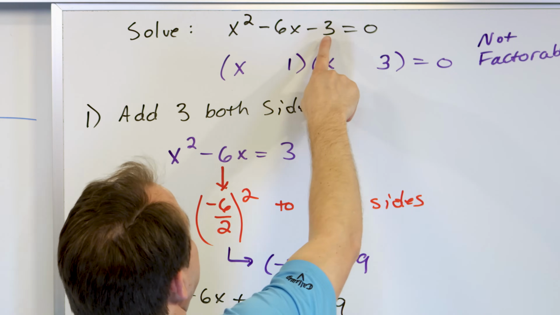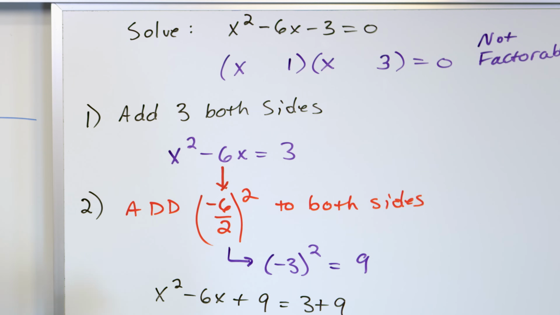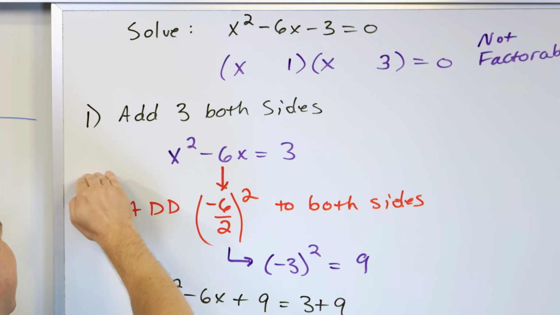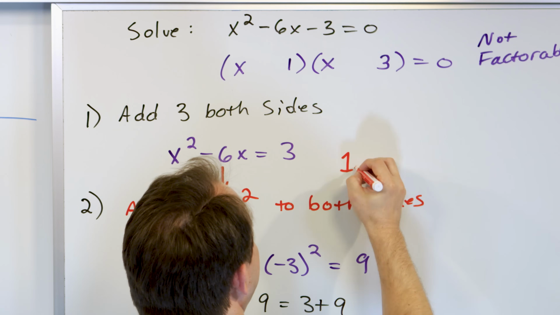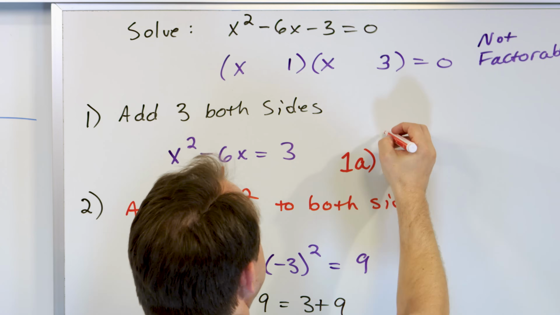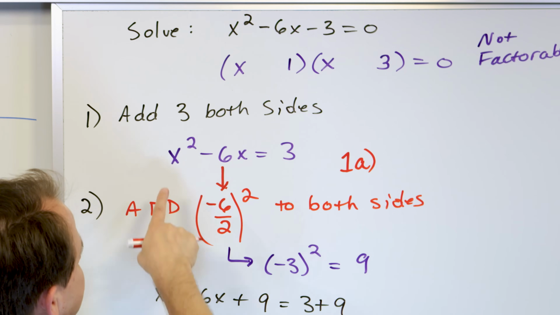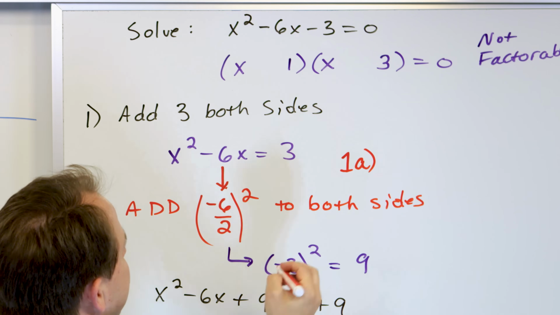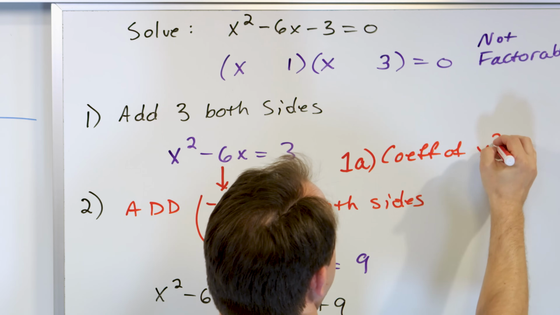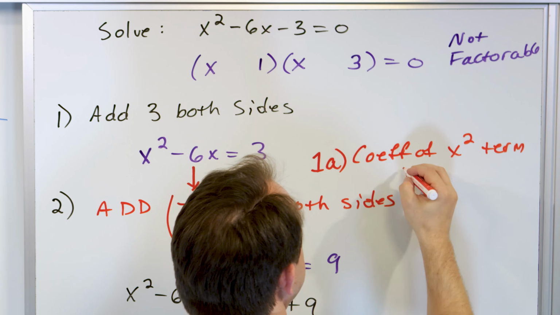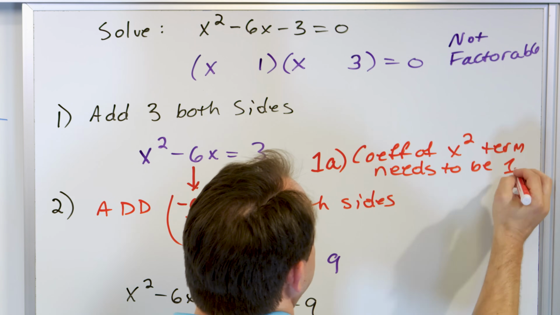The very first step is you take whatever constant term you have and you move it to the other side. I actually didn't write one other step down here as well. It should be kind of in between step 1 and step 2. I'm going to call it step 1a. And I'm going to say that the coefficient of the highest power here, of this guy right here, the coefficient of the x squared term, needs to be positive 1, only a 1.